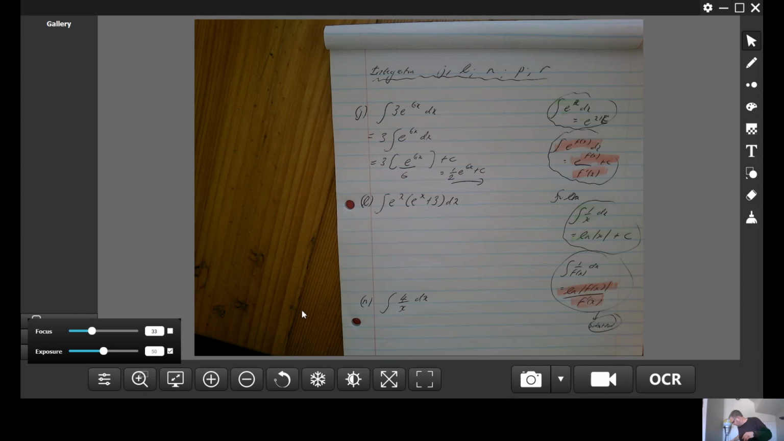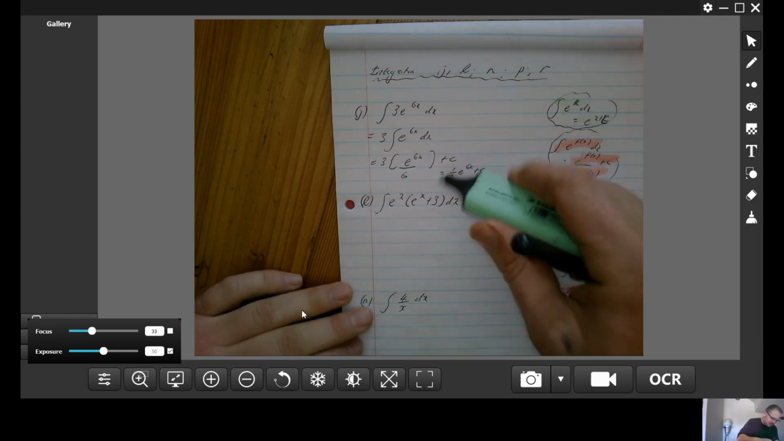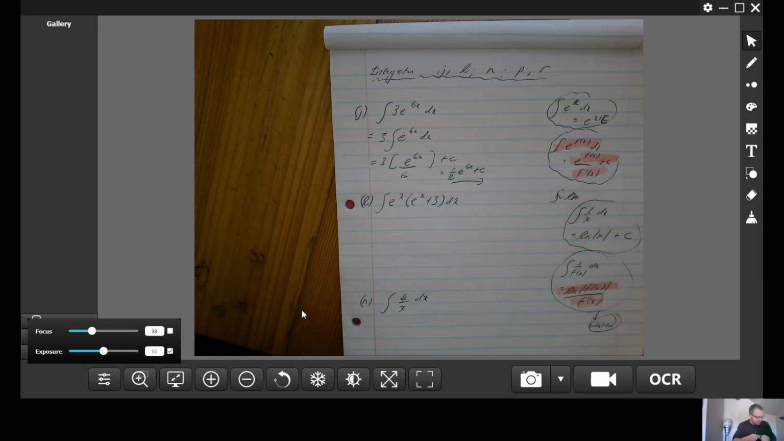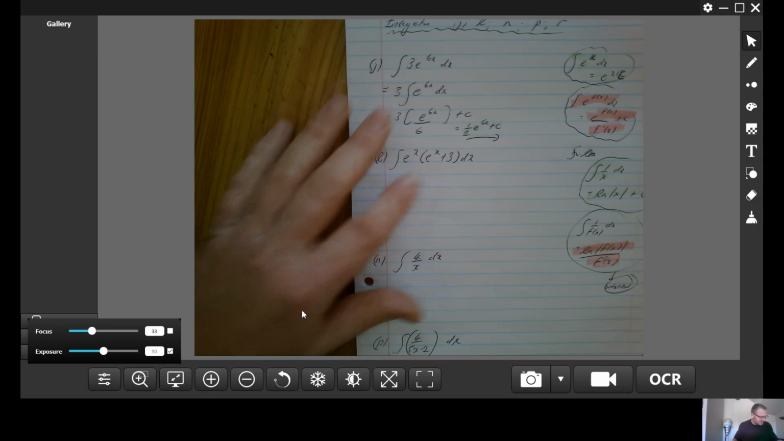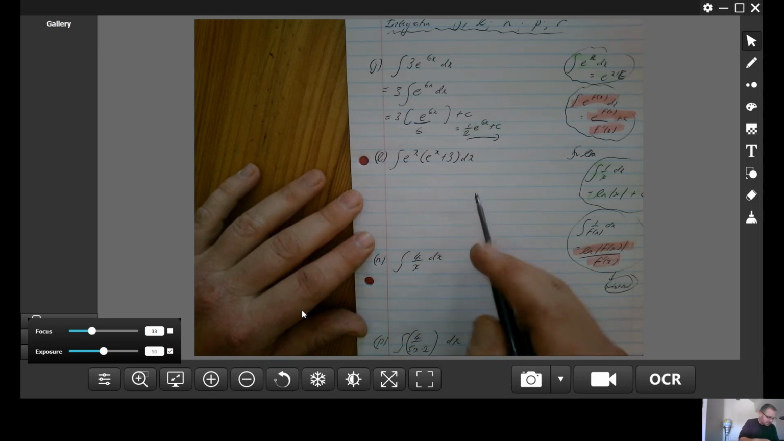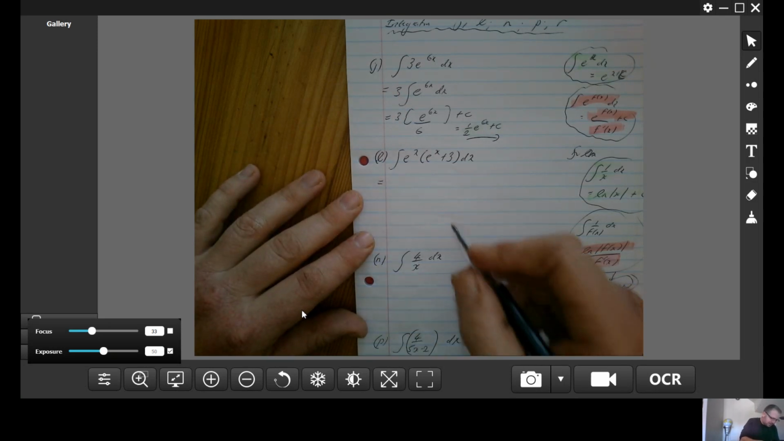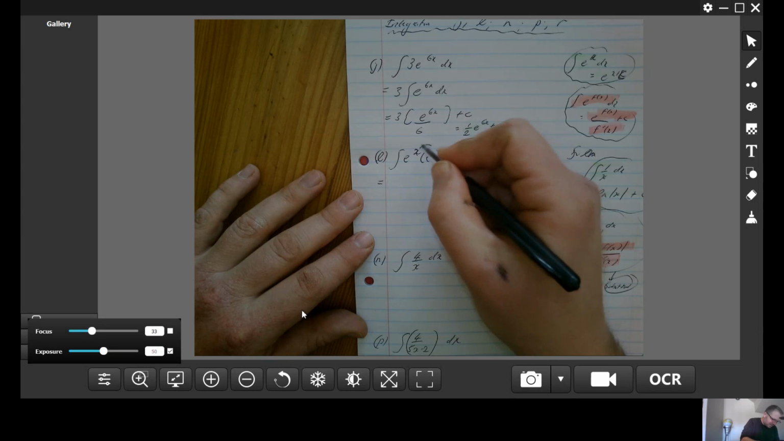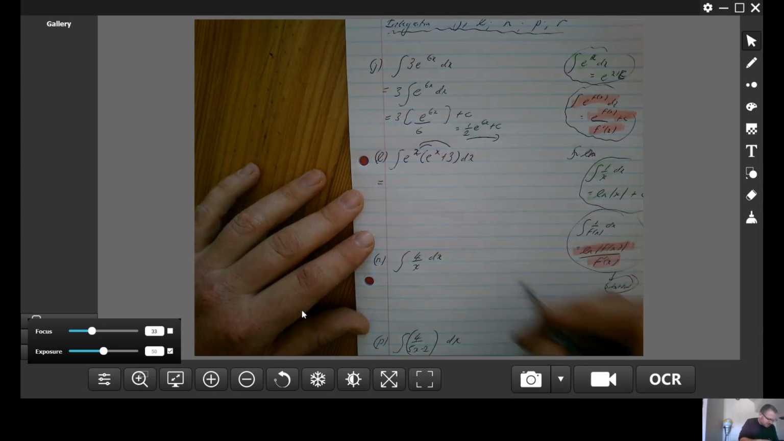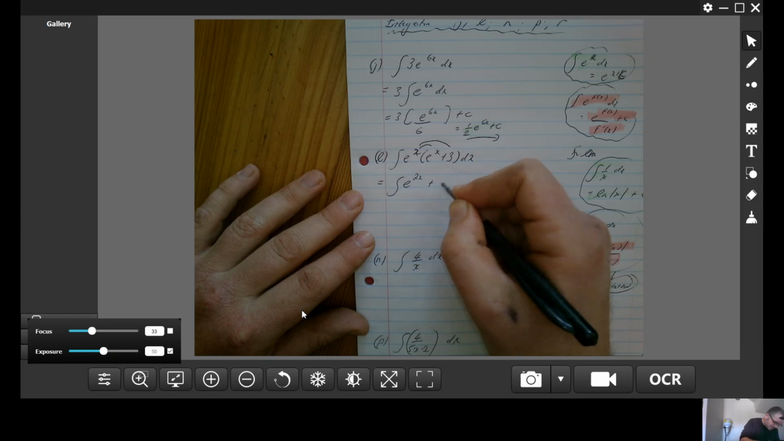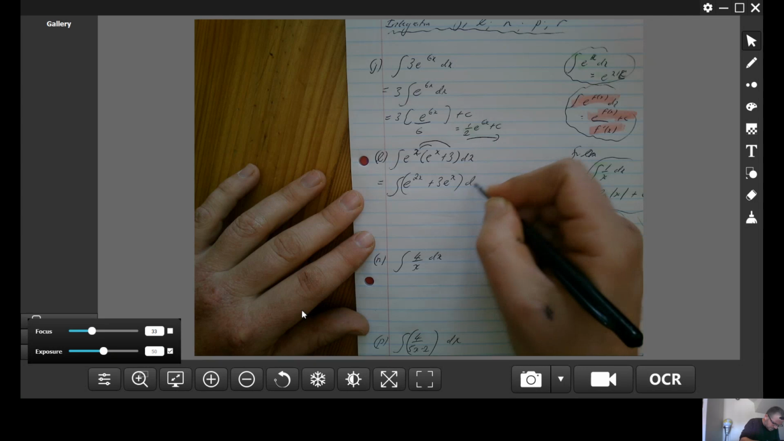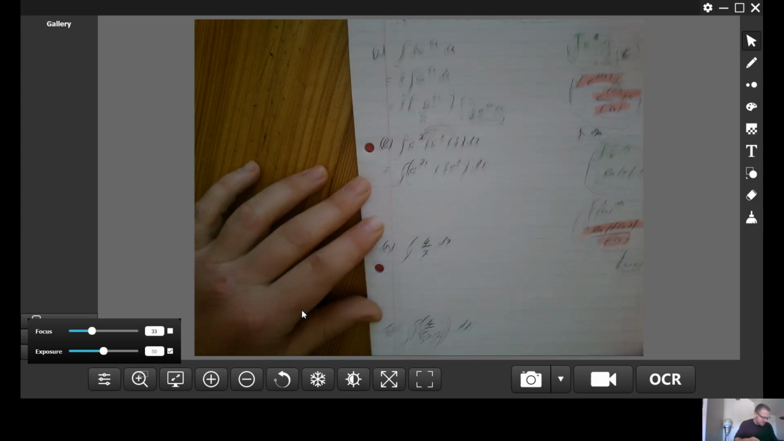So you end up with a half e to the 6x plus a constant. It's just always compensating for differentiation when you're integrating. Next, there's no product rule for integration, so multiply out first. Basic rule for exponents: if you're multiplying powers, you add the exponents, so it's going to become the integral of e to the x plus x, which is 2x, plus 3e to the x with respect to x.